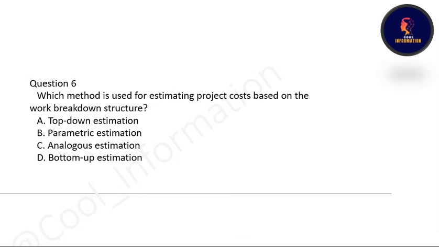Next one. Which method is used for estimating project cost based on the work breakdown structure? Is it top-down estimation, parametric estimation, analogous estimation, or bottom-up estimation? Correct option is option number D. Very confusing, still important question. Bottom-up estimation is used for estimating project cost based on the work breakdown structure.